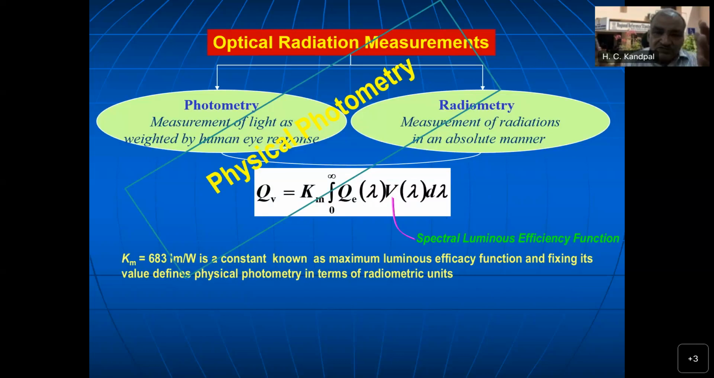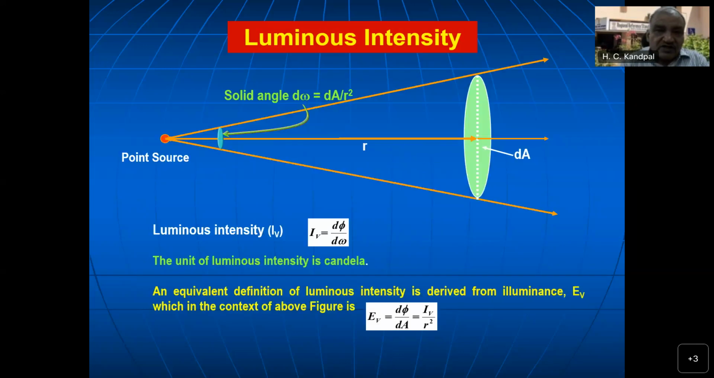So we need to have a system which does radiometry, and those are called radiometers. And once we do radiometry, then we can have the physiological photometry expressed in terms of physical photometry. Now you know that physics is always based on point sources, point objects.